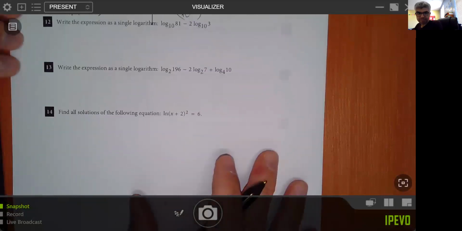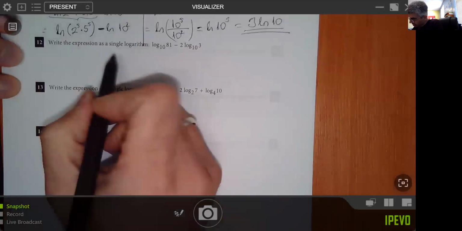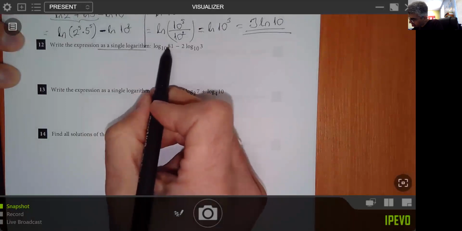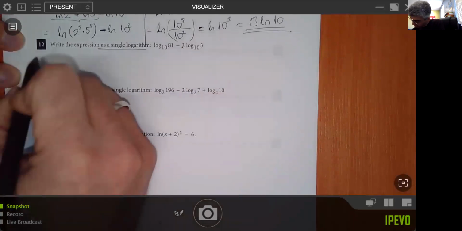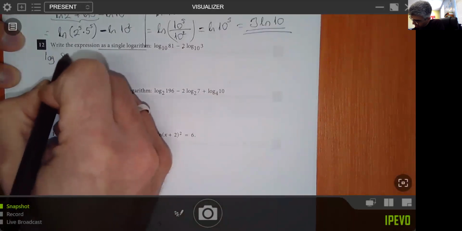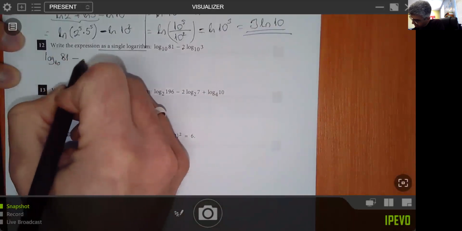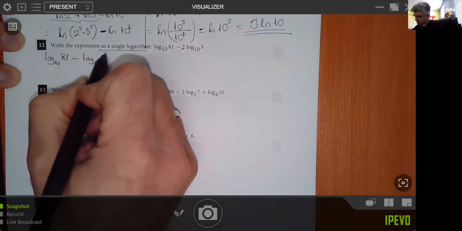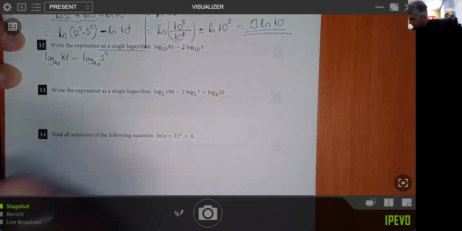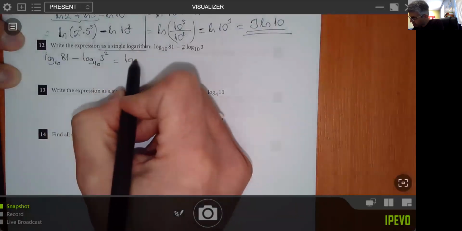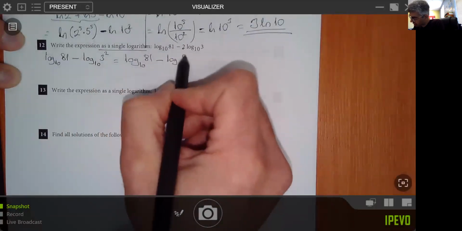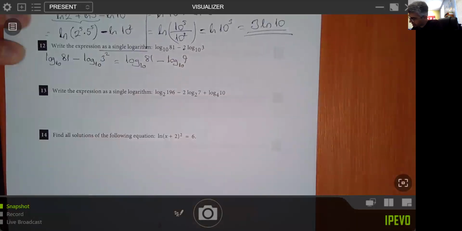Number 12. Write the expression as a single logarithm. Okay, similar. Well, here, that 2 first I work with. So log base 10 of 81 minus log base 10 of 3 squared. Yes, guys? And that is equal to log base 10 of 81 minus log of 9 base 10.